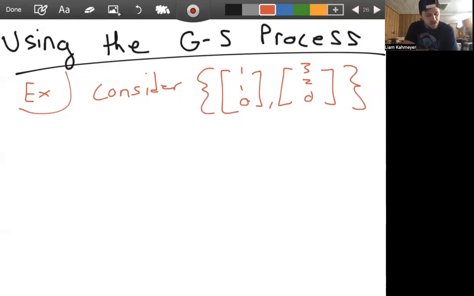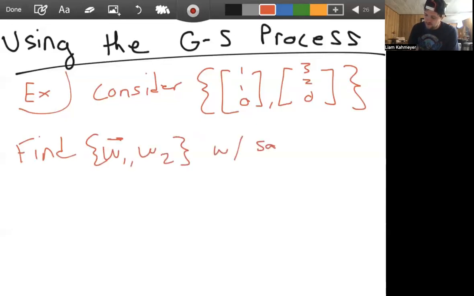So what we need to do now is find W1, W2 with the same span. Right. So how do we do this? Well, we use the Gram-Schmidt process. Let's start with step one. I'm going to call the first vector U1 and the second one U2, just to be consistent with the notation that I used when I was describing this algorithm.